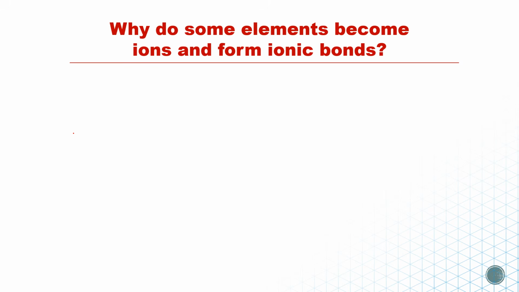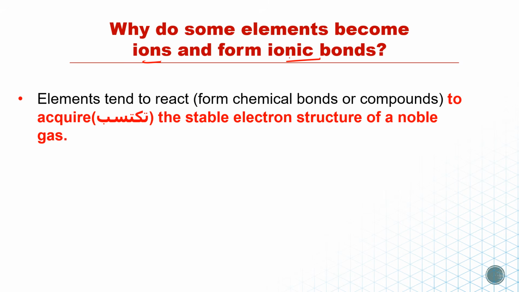So why do other elements, الحين نتكلم على الذرات الثانية اللي تكون روابط. Why do elements become ions and form ionic bonds? The elements tend to react, form chemical bonds, to acquire the stable electron structure of a noble gas, meaning 8 valence electrons, the octet rule.